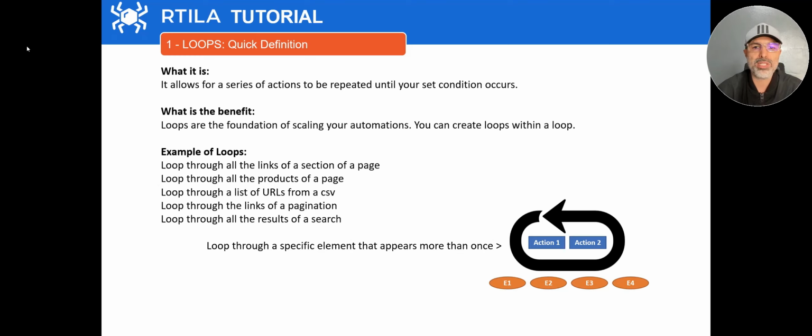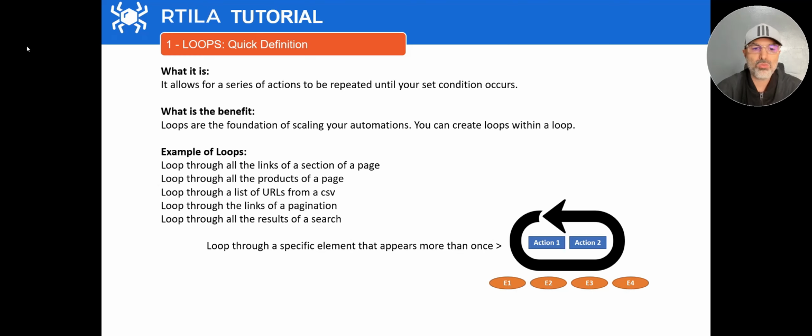Let's cover some examples of loops so that it crystallizes in our mind. When you loop through the links of a section, for example a menu or a sitemap, that's a loop. You go through every link and you repeat a certain action. When you loop through the products of a page, that's also a loop. When you loop through a list of URLs in an Excel file, Google Sheet or CSV file, and you want to apply something to each URL, that's a loop. When you go to the bottom of some websites and there is pagination, and you go through each page, that's also a loop. And finally, if you do a search on Google or any other website and you get a certain number of results, that's also a case for a loop.